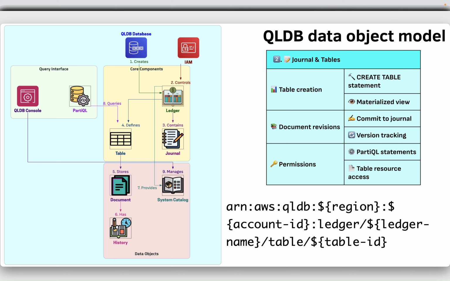Then next is journal and tables. To start writing data, you create a table. Ledger data consists of revisions of documents committed to the ledger's journal, which is the immutable transaction log. And a table is a materialized view of those document revisions. In the standard permissions mode, you need IAM policies to run particular statements on the table resource. The table Amazon Resource Name format looks something like this. We have ARN, AWS, QLDB, the region, account ID, ledger, and ledger name. We have already come till here, then followed by table and the table ID.